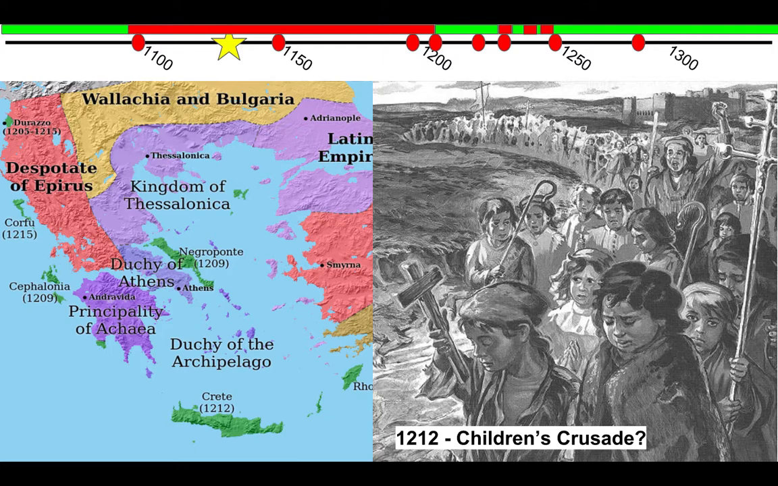So whether this happened or not, regardless of that, Jerusalem and the Holy Land are controlled by the Muslims. Green, Muslim control. Red, Christian control.